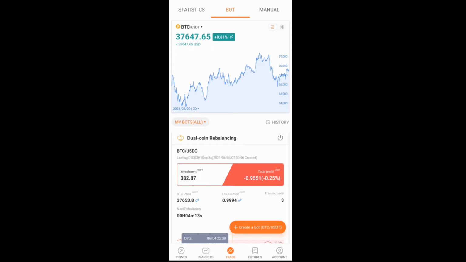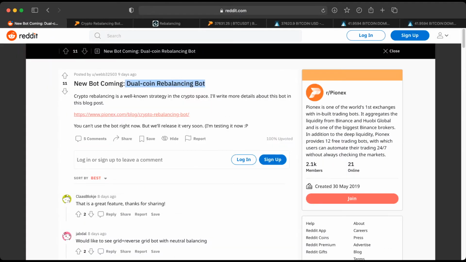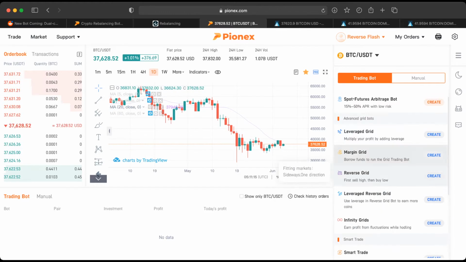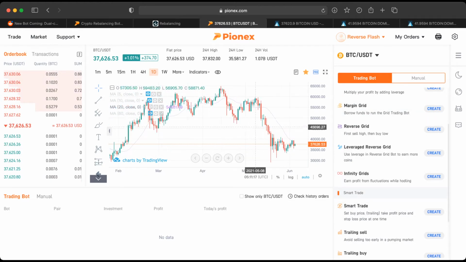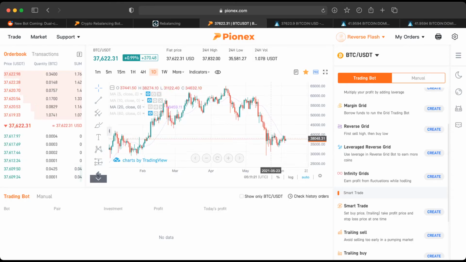So hello everyone. This video is about the dual coin rebalancing bot which Binance has just launched. Right now it is not available on the web version. It is only available on the app. This video is just to show how it works and if it is useful to us at all.